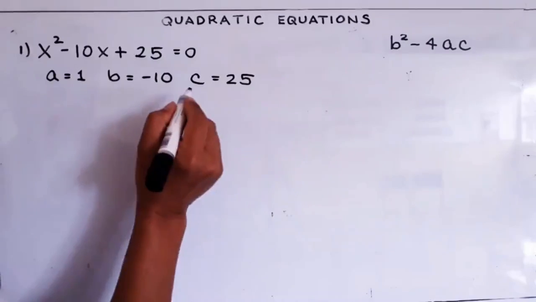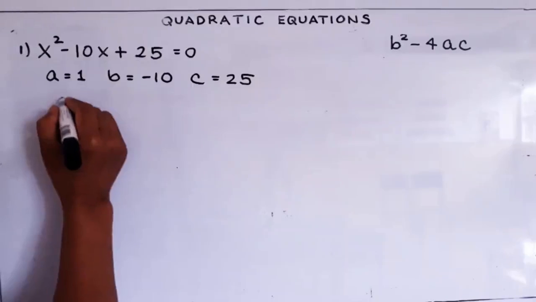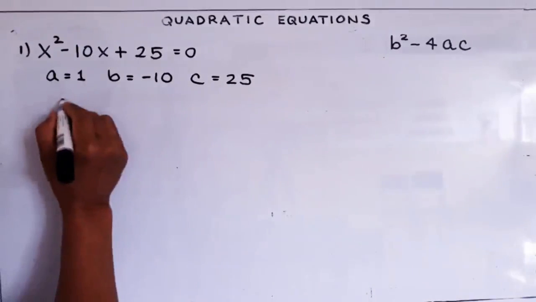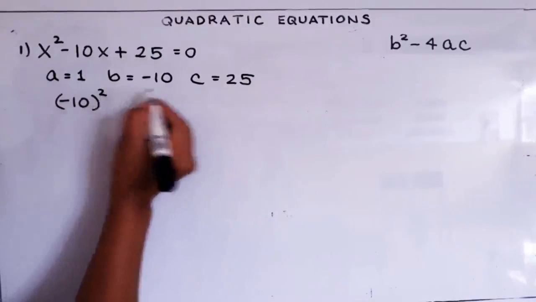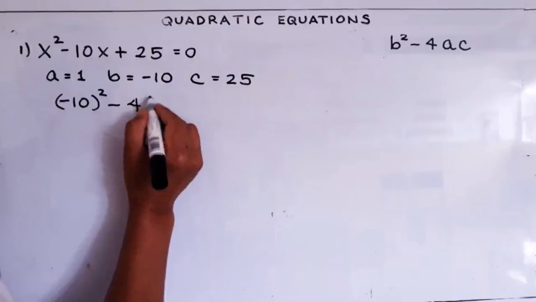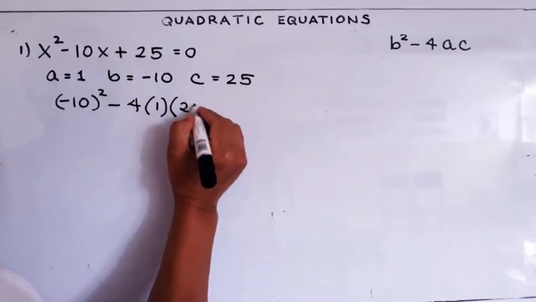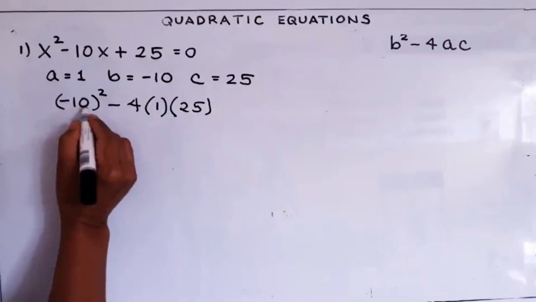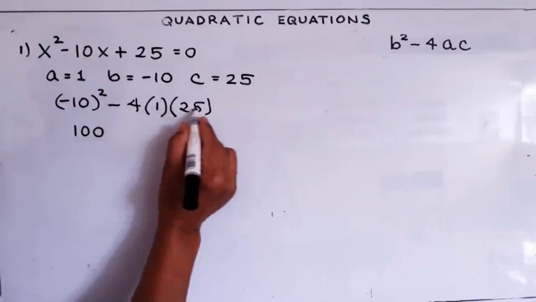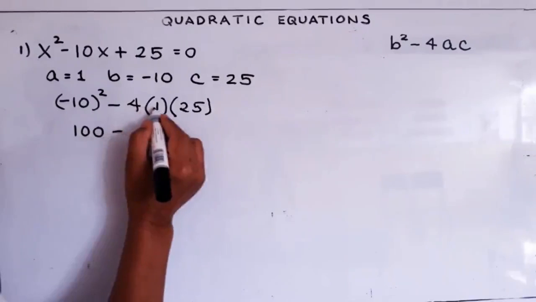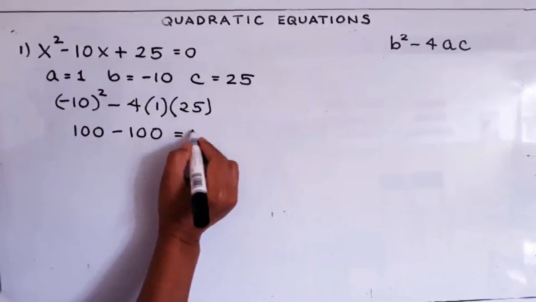And let's prove that by putting a, b, and c in our discriminant. So b, where's the b? Negative 10 squared, minus 4 times a, which is 1, and c here is 25. Negative 10 times negative 10 is 100. Then minus 4 times 1 times 25 is 100. So what is 100 minus 100? It's 0.